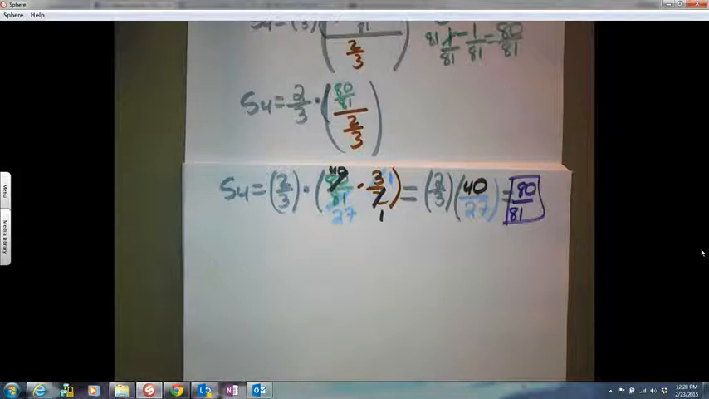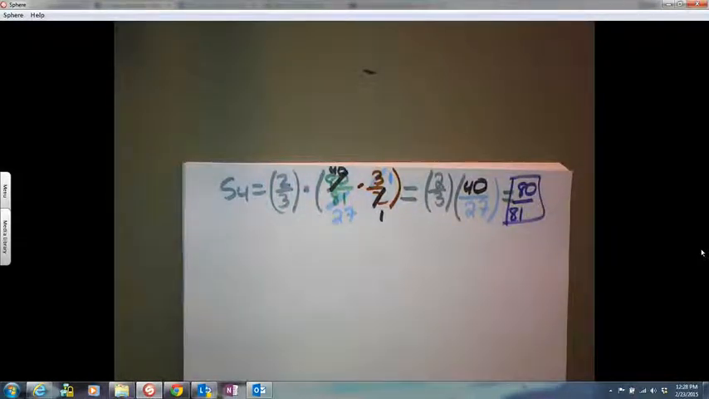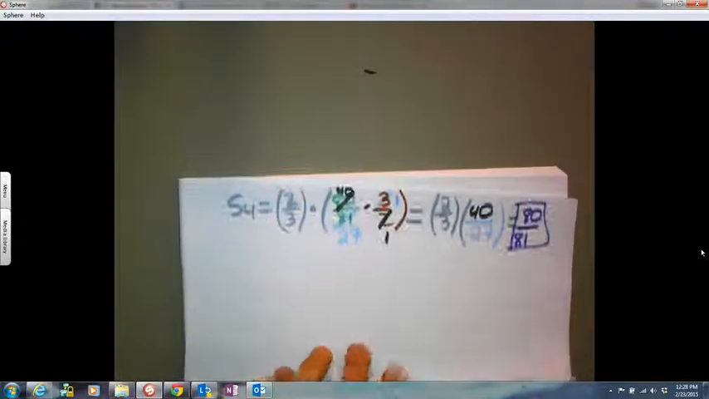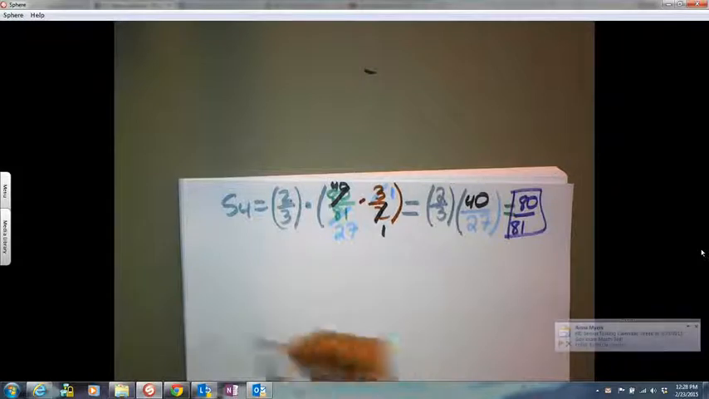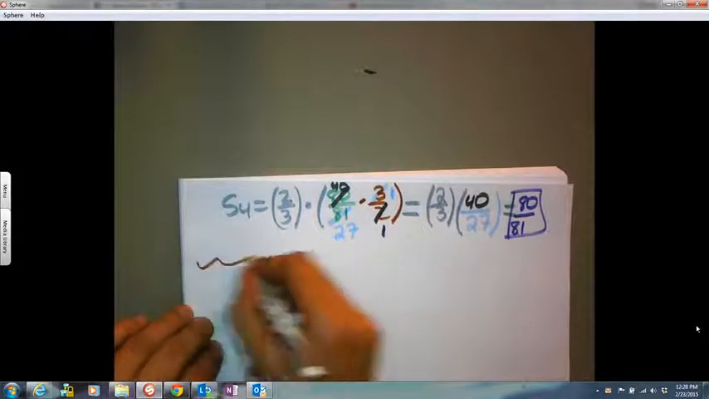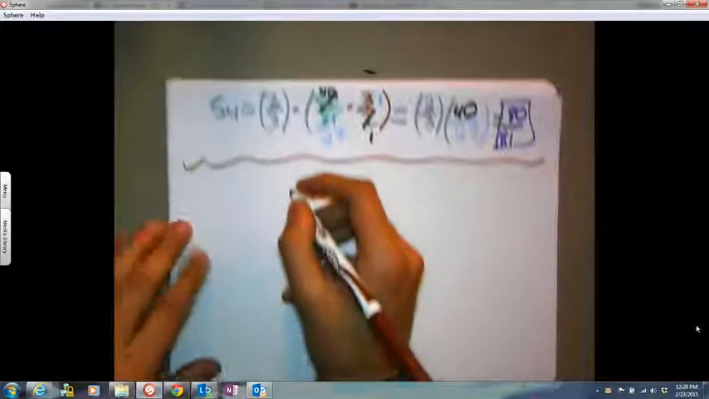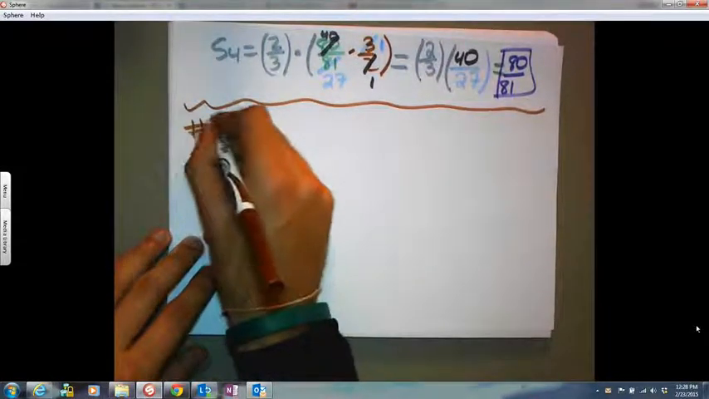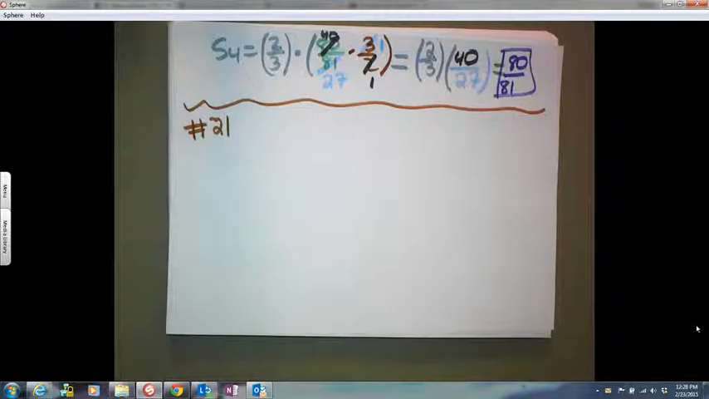Questions? Alright, let's do one last one. The last problem we want to do is number 21. Number 21, it says find the nth term expression and the next two terms of the sequence.